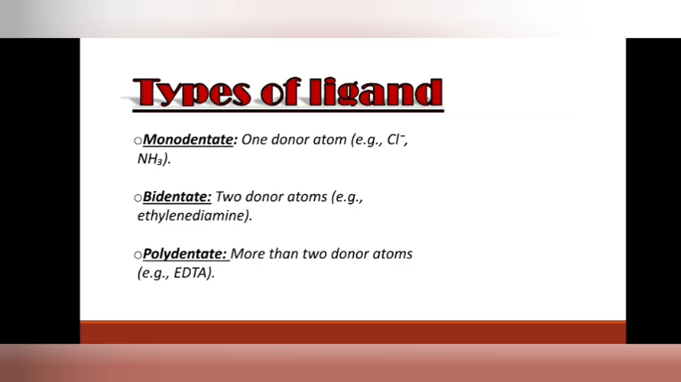Next we have polydentate ligands. In polydentate we have more than 2 donor atoms, like EDTA. That means there will be more than 2 donor atoms, like 4 or maybe 6 donor atoms that will donate pairs of electrons. The main thing that must be kept in mind is that a pair of electrons is being donated, not a single electron.